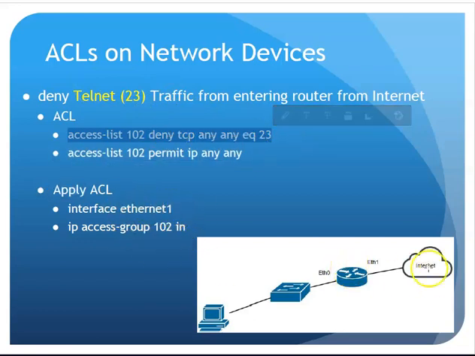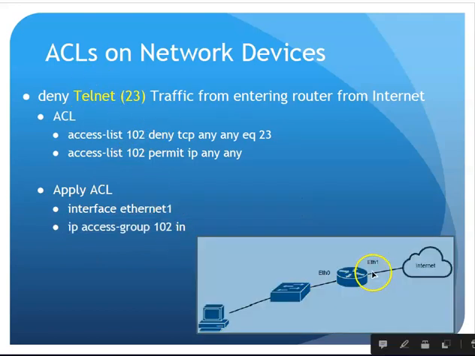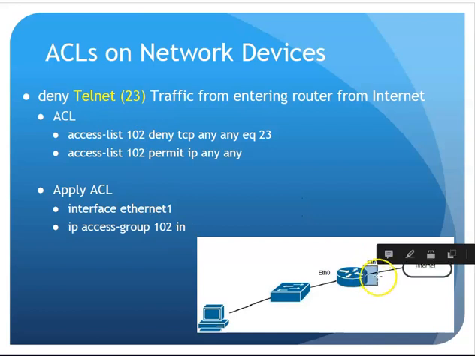I would then go to this Ethernet 1 interface right here, and I'm going to apply this access list, access-group 102, and I'm going to apply it coming in. So I'm just going to say here, hey, on this interface, check traffic coming in from the internet, check it, and deny telnet. That would deny telnet coming into our network.